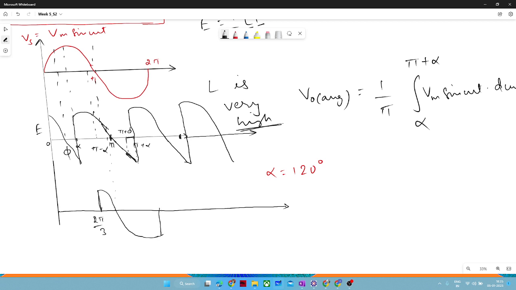Now at pi plus alpha, meaning pi plus 2 pi by 3, H3 and H4 will be triggered and again it will follow the pattern. From this waveform you can see that your negative portion is higher than your positive portion, so obviously V naught is negative. It means active power is delivered from the load side.